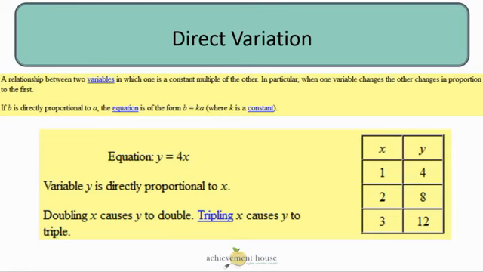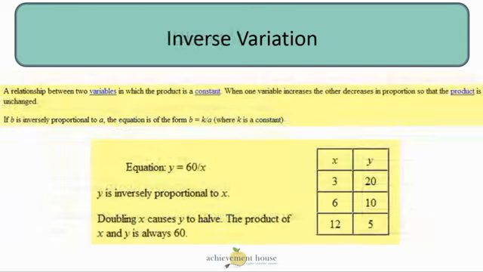So if you look at our chart, if y is 4, then x is 1. If y is 8, x is 2. 8 divided by 2 is 4. If y is 12, x is 3. 12 divided by 3 is 4. Anytime you multiply y by anything or increase y by a certain amount, x increases in proportion.